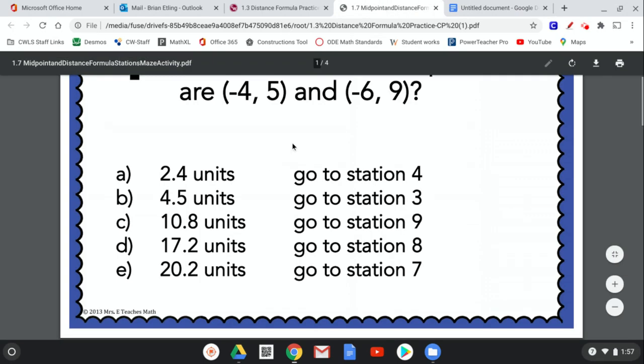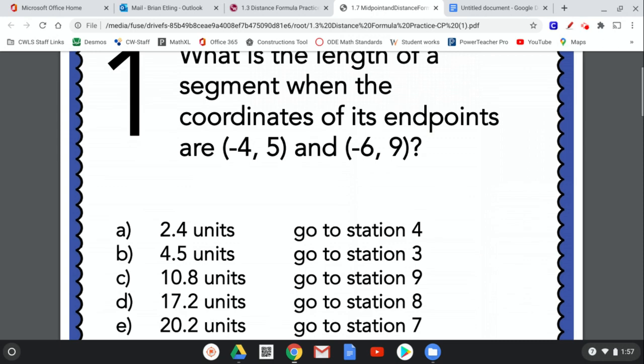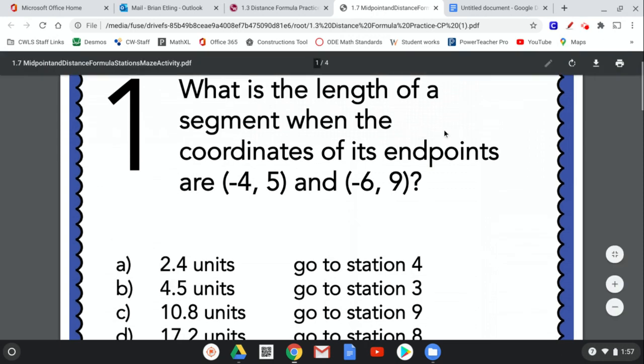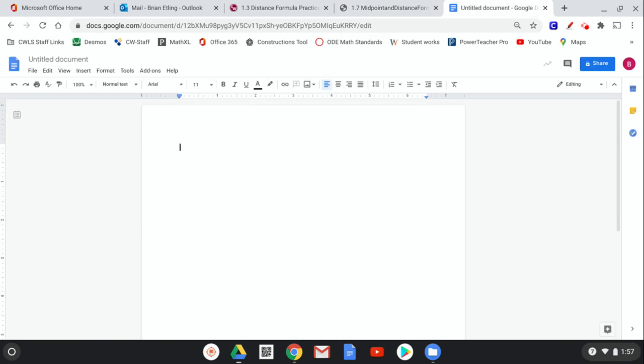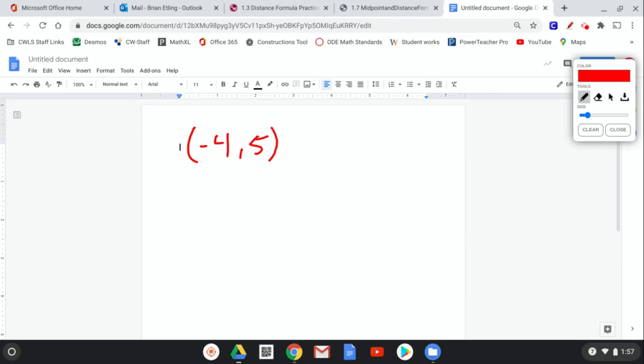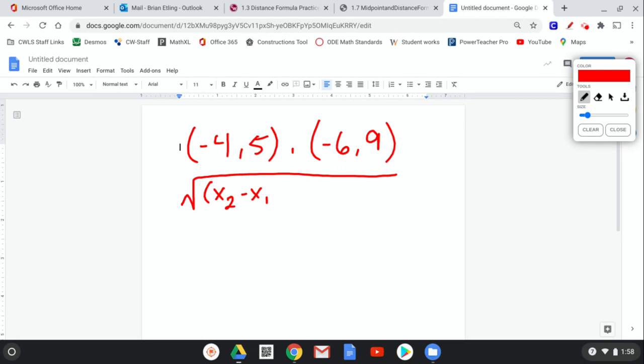So for the first one, it says, what's the length of the segment when the coordinates of its endpoints are -4,5 and -6,9? So on this Google Doc, I'm going to write, so we got -4,5 and -6,9. So we're finding the distance between those two. We have our distance formula, which I'm going to rewrite here. And this is something you don't have to memorize. It is the square root of x2 minus x1 squared plus y2 minus y1 squared. So that is our distance formula.